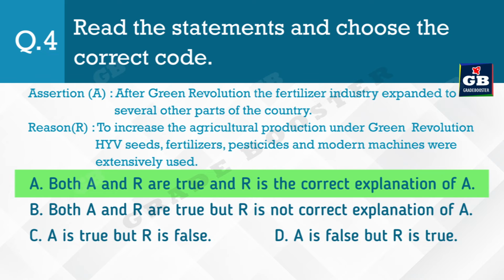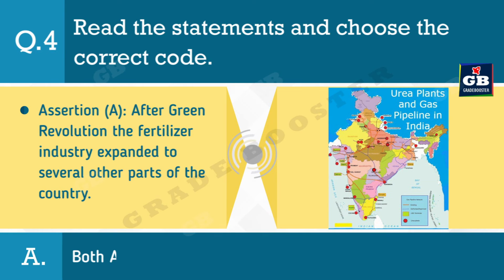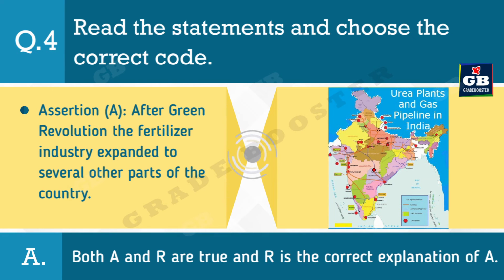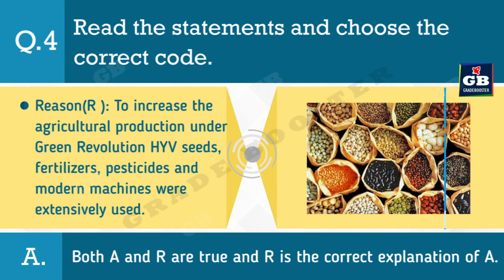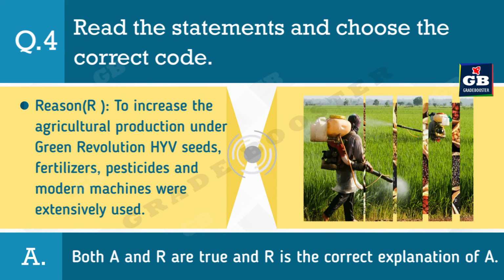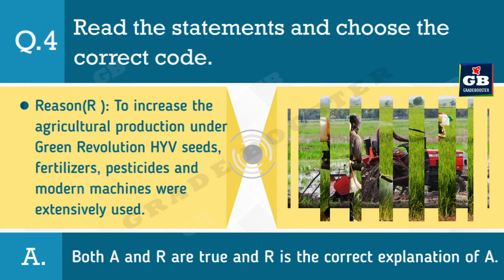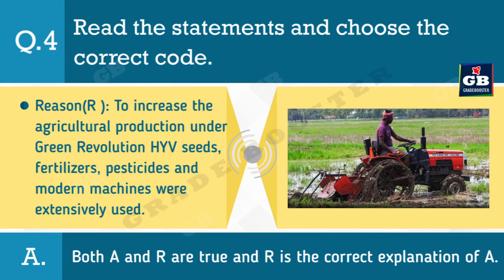The correct answer is A. Both A and R are true and R is the correct explanation of A. Assertion: After Green Revolution, the fertilizer industry expanded to several other parts of the country. The reason: To increase the agricultural production under Green Revolution, HYV seeds, fertilizers, pesticides, and modern machines were extensively used. Let's see the next question.